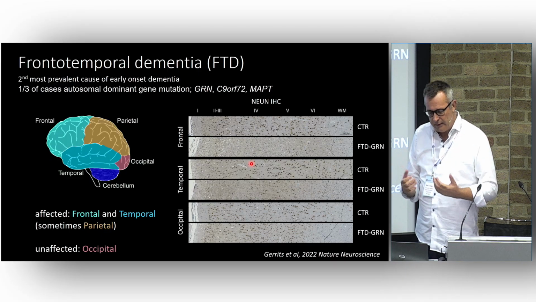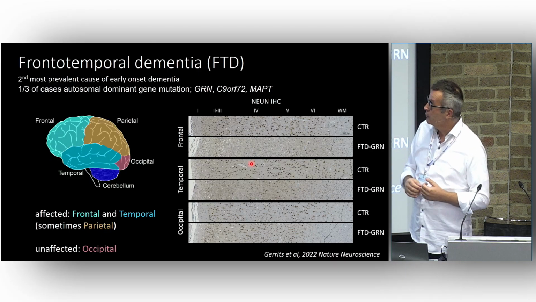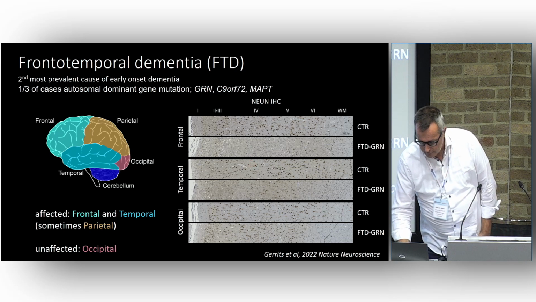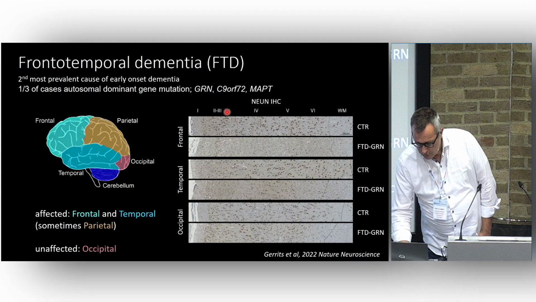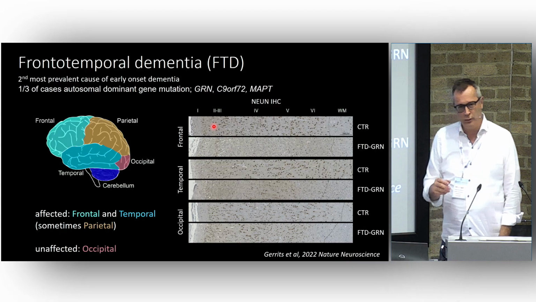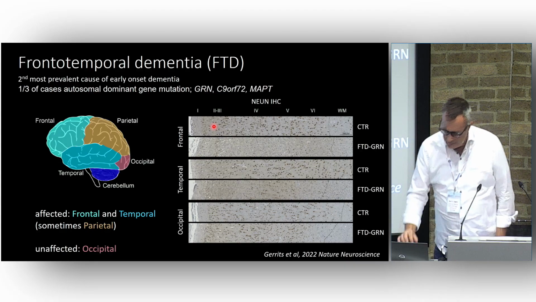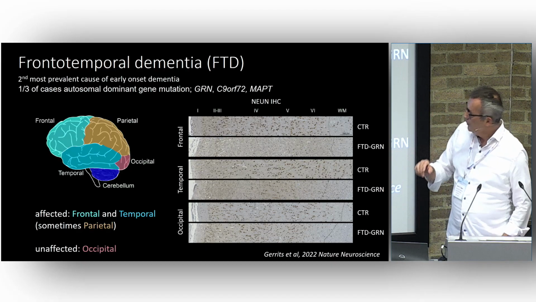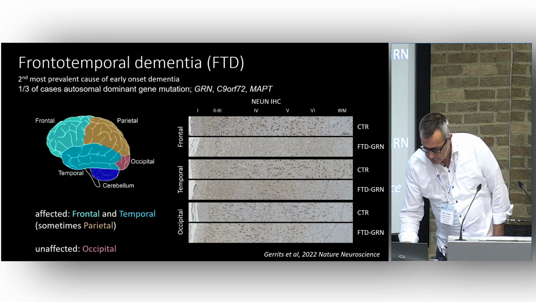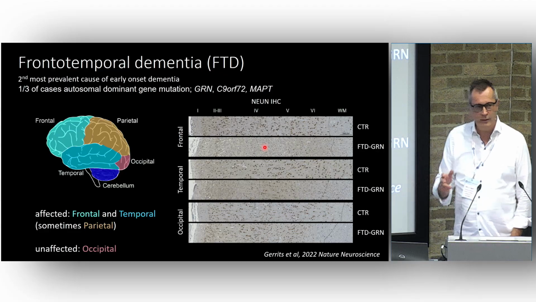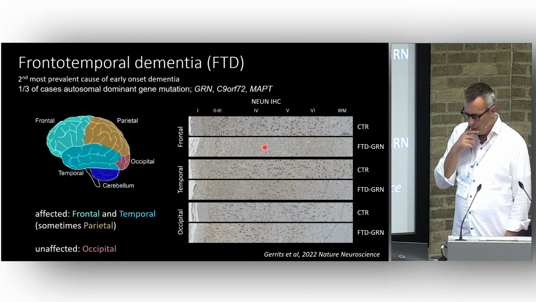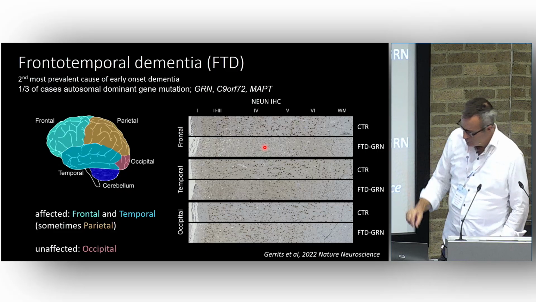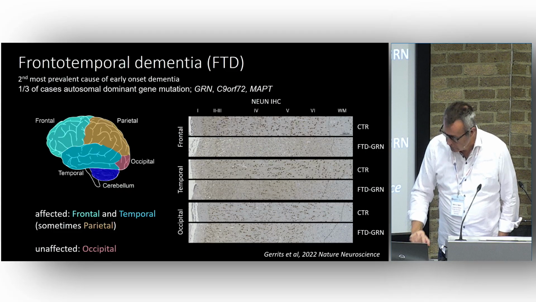And as the name indicates, it's primarily the frontal and temporal cortex that's affected. So here you see immunohistochemistry for NeuN, which is a neuronal marker. And then you see the frontal, temporal, and occipital cortex of cases and controls. I hope you can appreciate that if you look at the frontal cortex, there's hardly any NeuN labeling left. So that means that all the neurons are pretty much lost. And in the occipital cortex at the bottom here, that is hardly the case.